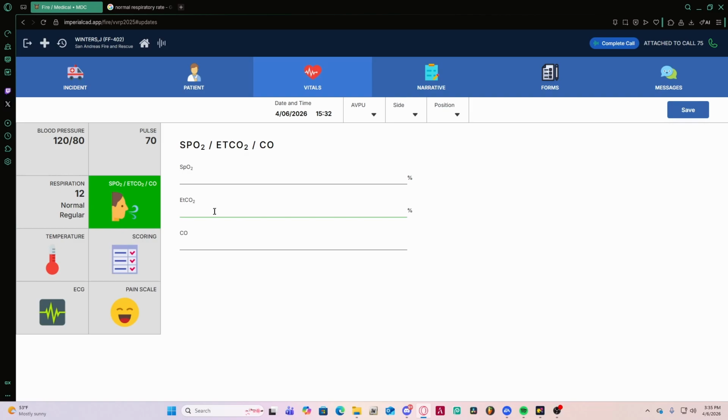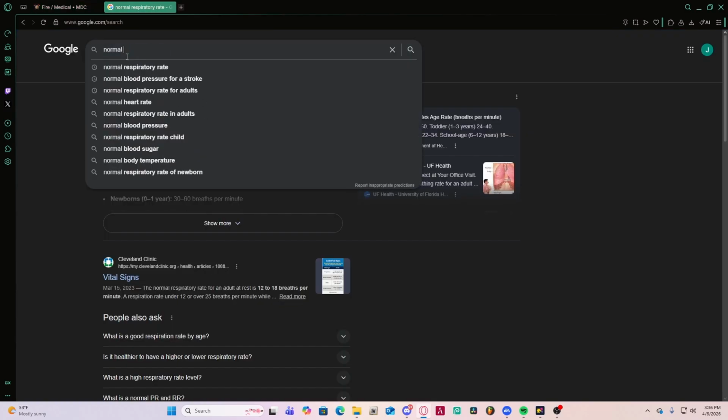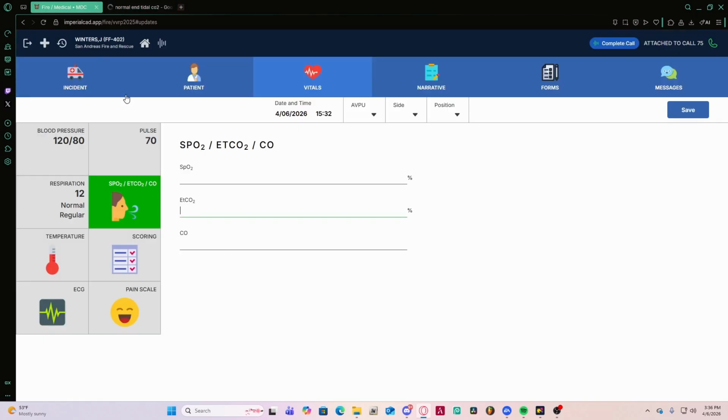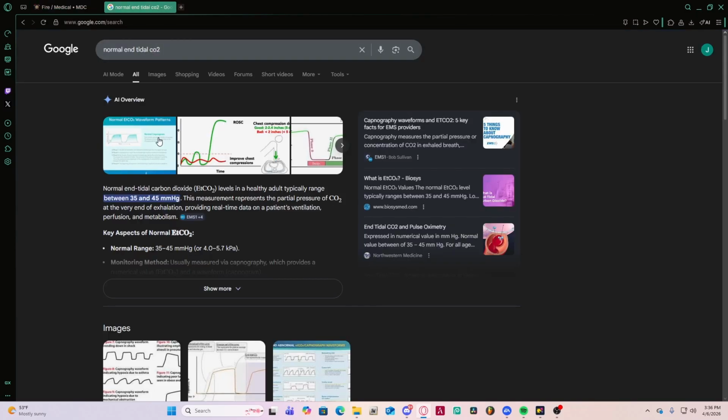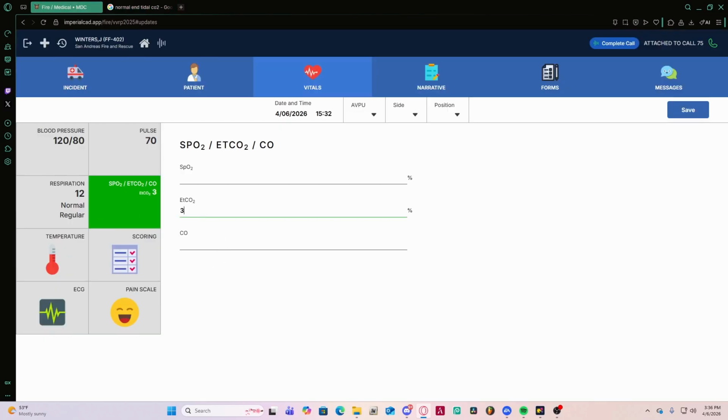Now, this is one that I imagine will probably throw people for a loop. EtCO2. What is the normal range for EtCO2? Because I'm going to be real, in the field I've never had to calculate this. Back when I was on the fire department, never had to do this. 35 to 45 millimeters of mercury. Interesting. Okay, so let's say she had 35. I wouldn't have known that information prior to this conversation.